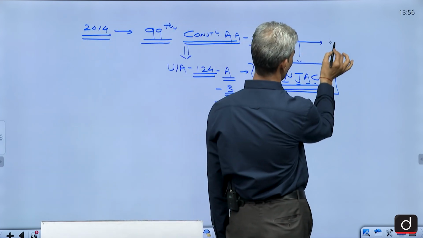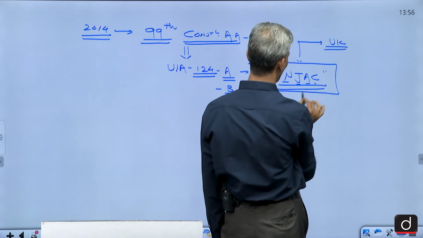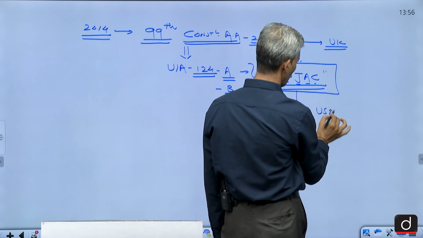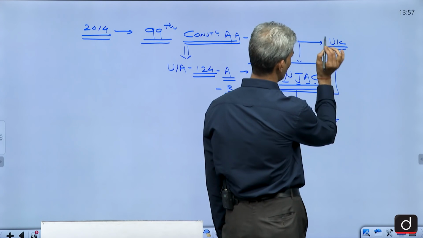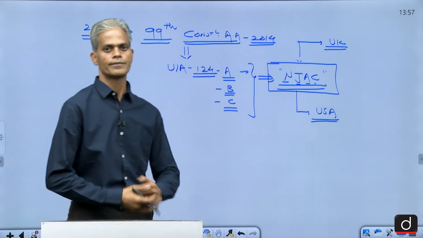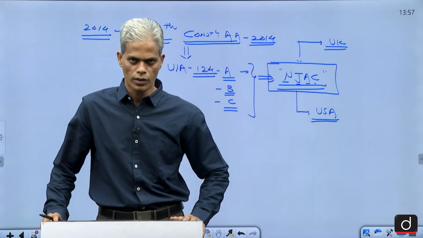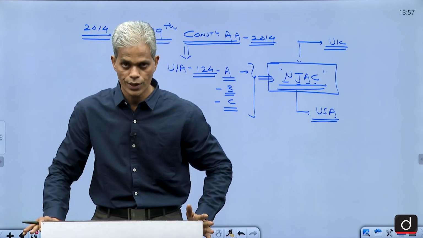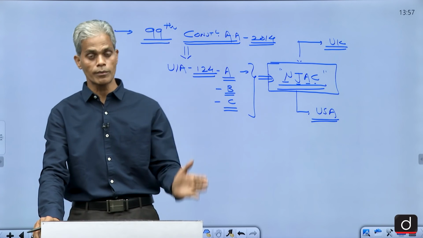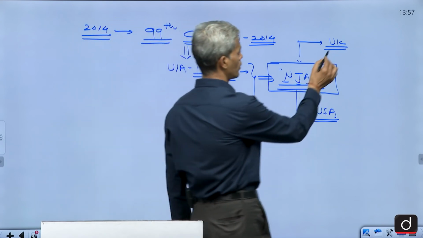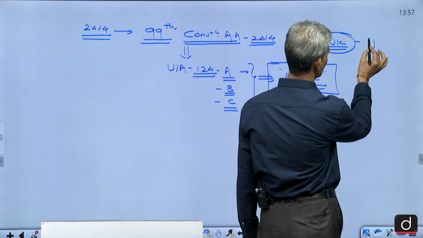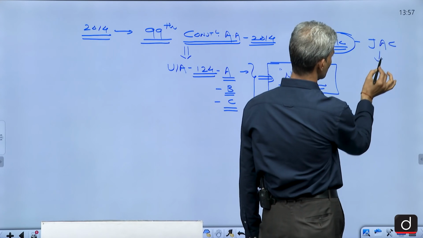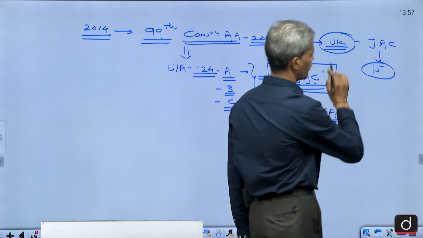For example, if we talk about the UK, or a country like the USA, there also if you see, the procedure to appoint the judges is related with some sort of judicial appointment commission. It is not in the hands of the judiciary, though members of the judiciary may be there. For example, in the UK, there is a body called the Judicial Appointment Commission. Now this body comprises 15 members.